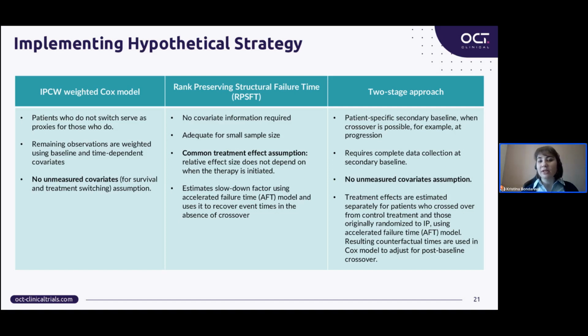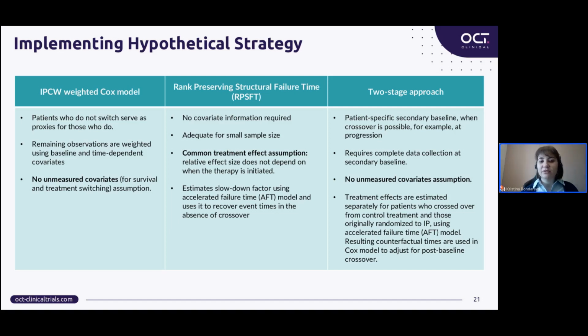Two-stage models are not based on common treatment effect assumption. They introduce a secondary baseline, often at the time of progression. The post-progression survival is compared between control group switchers and non-switchers, using an accelerated failure time model, adjusting for covariates measured at baseline and at the time of progression. The resulting slowdown factor is inversely applied to control patients who switched to adjust their survival times observed in switching.